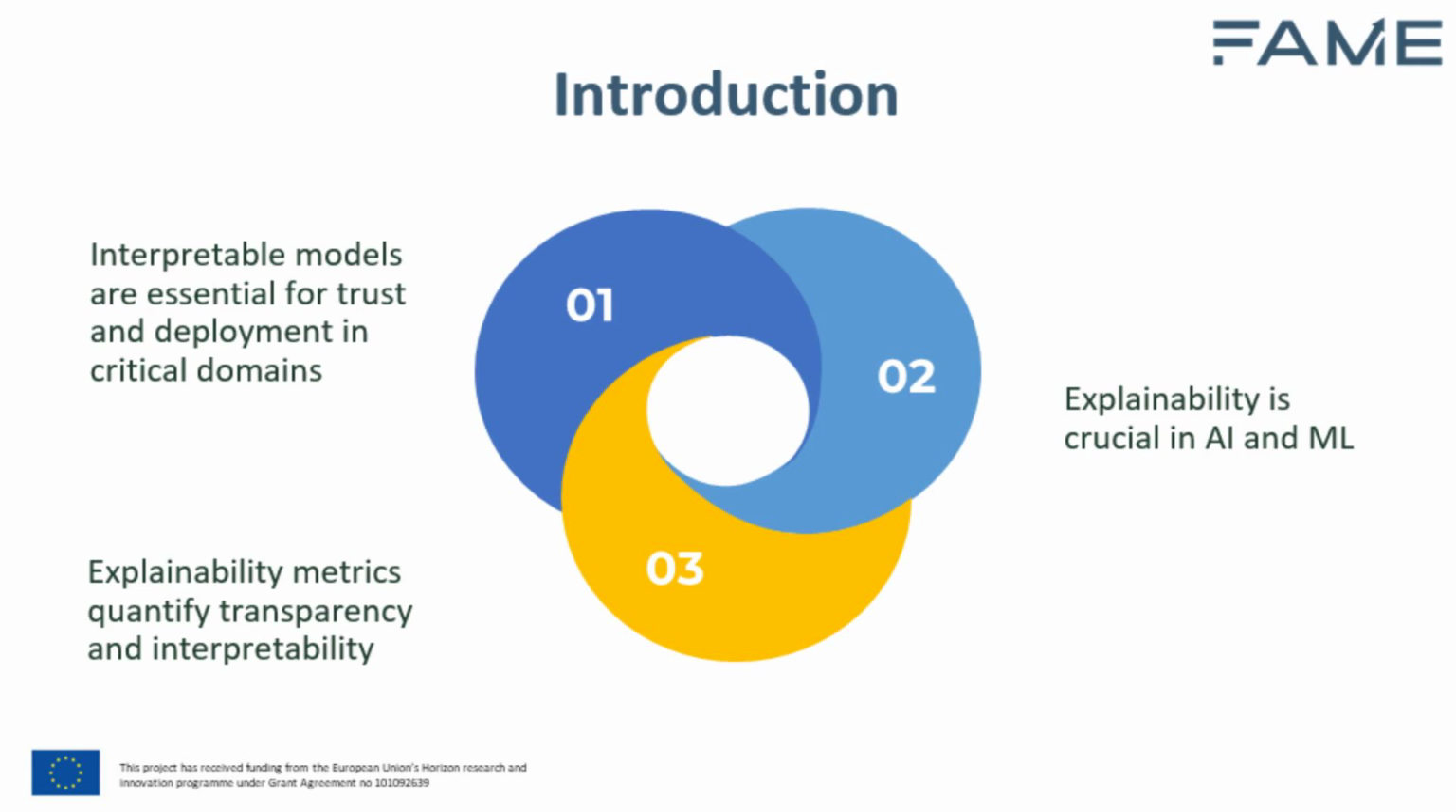To assess and quantify the explainability of AI models, various explainability metrics have been developed. These metrics serve as quantitative measures to evaluate the transparency and interpretability of models. In this part of the course, we will explore different types of explainability metrics commonly used in the AI community.